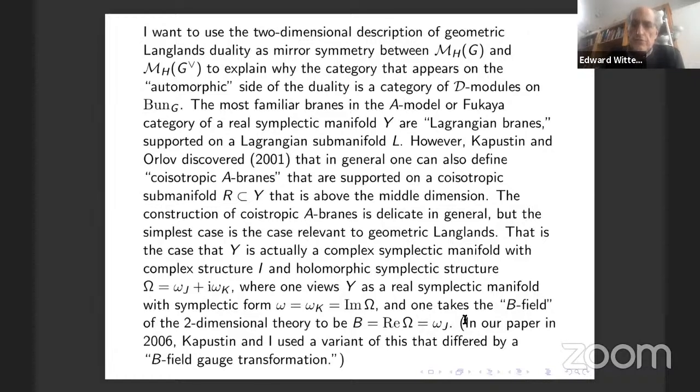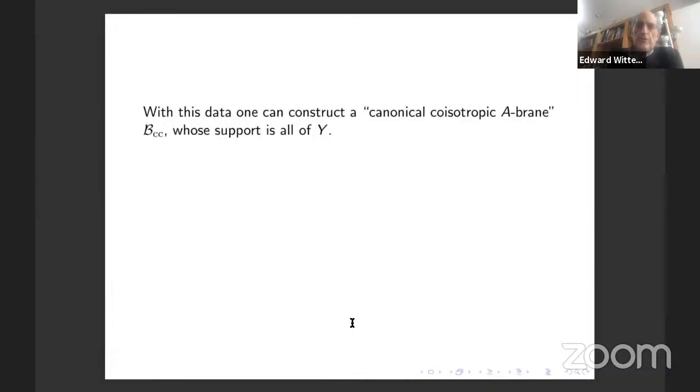So this is not exactly how Kapustin and I did it originally. We used a variant that differed by what's called a B-field gauge transformation. But anyway, in this setup where you have a complex symplectic manifold, you take the imaginary part of the symplectic form to view it as a real symplectic manifold, and you take the real part of the holomorphic symplectic form as a B-field. That's the simplest case where you can construct what Kapustin and I called a canonical coisotropic A-brane.